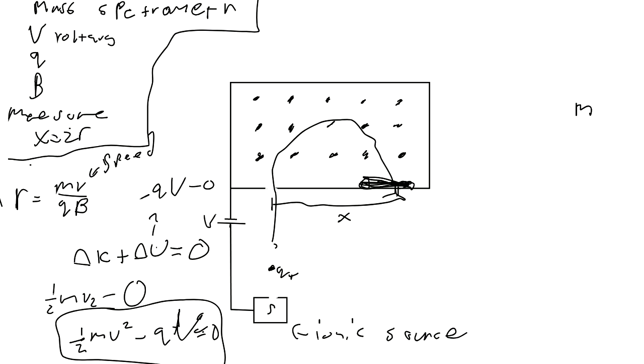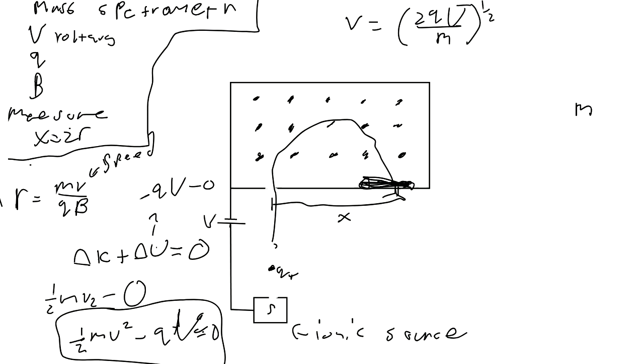And now you can solve for V, which I'm going to do up here. So the speed is equal to the square root, but you guys know I prefer to write it as 2QV over M, to the 1/2 power. Same thing as the square root.